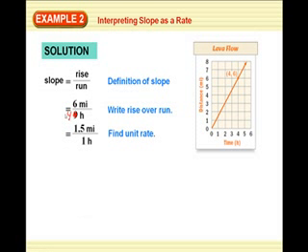And I guess they wanted it to be a unit rate, so we could have gotten that. We had 3 miles in 2 hours, so how much would that be in 1 hour? You would divide this by 2, divide 3 by 2. It's 1.5 miles per hour. And I suppose if they want the rate, it would be the unit rate on that one.